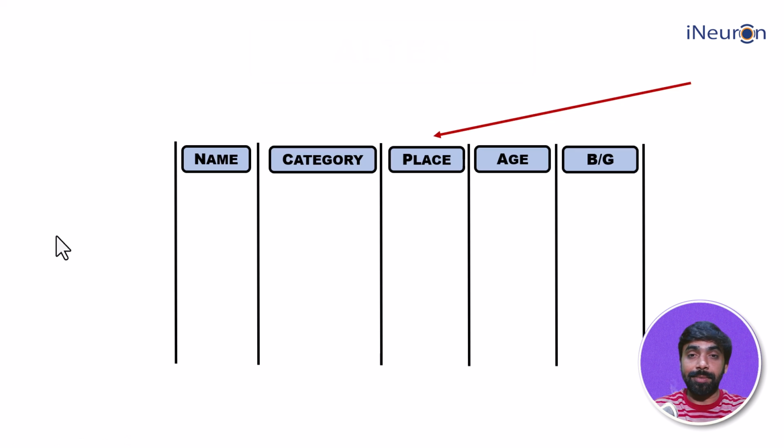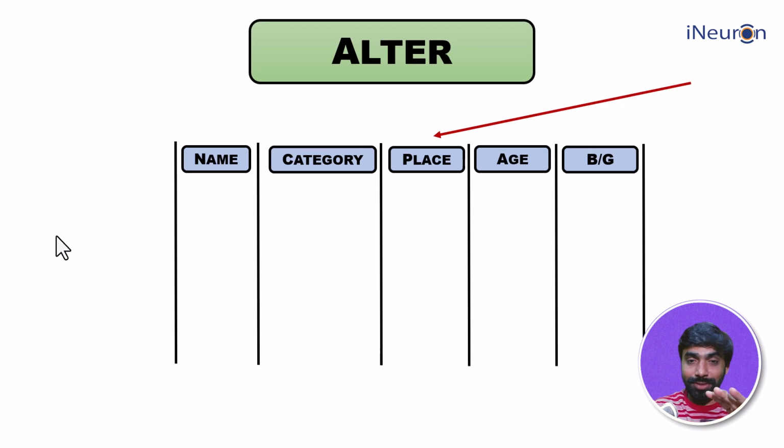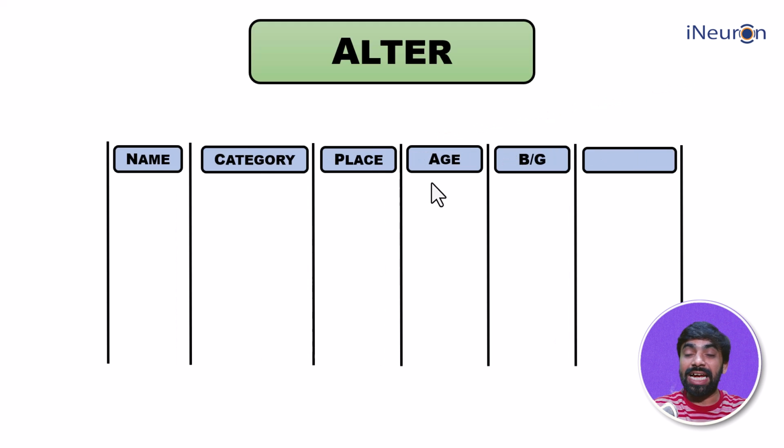The next DDL command is alter. If you want to change the name of a certain column or something else, for example, I don't like this name place over here. I want to change it to, let's say, the store from where I bought it. I can do that with alter. With alter, I can also add columns as well. For example, if I want to add another column, let's say location from where I bought it, I can put it over there as well. I can add that particular column to my database.